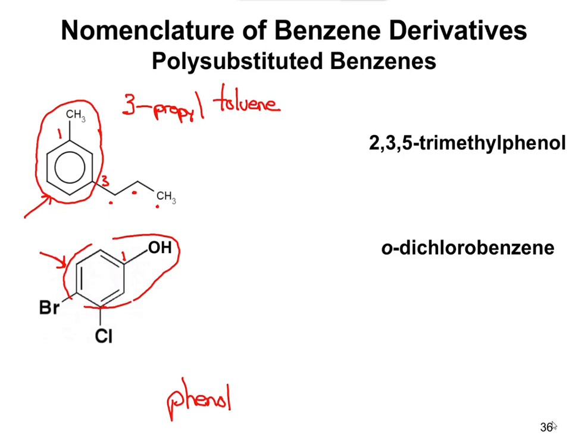So if we go this way, they'd be on 1, 2, chlorine would be 3, bromine would be 4, right? So in this case, they would add up to 7. So it's going to be a chlorine on 3, a bromine on 4. So how do we name that? Well, we're going to go alphabetical order.